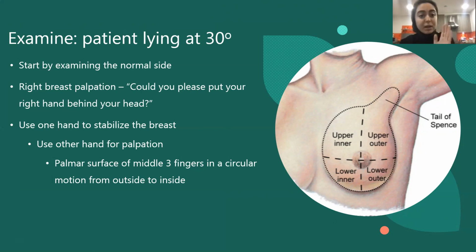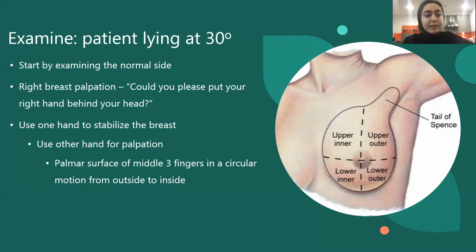With your non-dominant hand, you stabilize the breast, and with your dominant hand, you use the palmar surface of your three fingers like this. In a spiral motion, you palpate and check for any lumps or any nodularity that might come up. Then, once you've examined the breast, you use your thumb and two fingers to palpate the tail of Spence, or axillary tail, to see if there is any swelling or any pain.